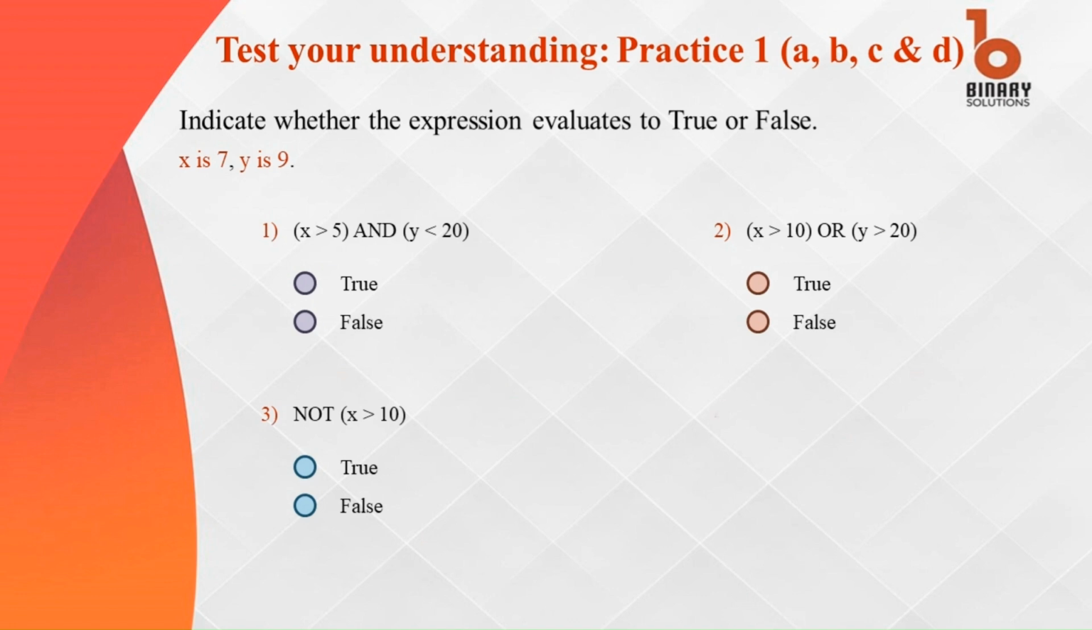All right, here's your fourth challenge. We're still working with x as 7 and y as 9, and this time we've got a more complex expression with the AND operator inside a not. Take a moment to evaluate the AND part first, then apply the not. What do you think? True or false?